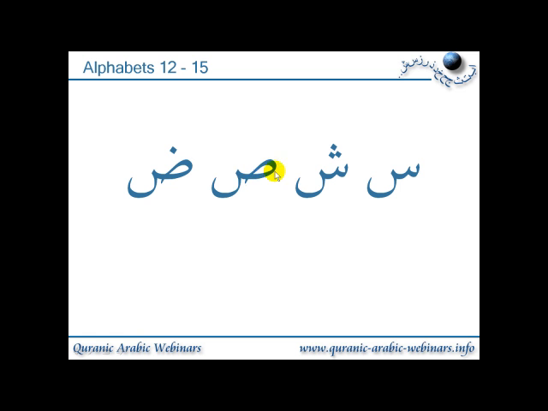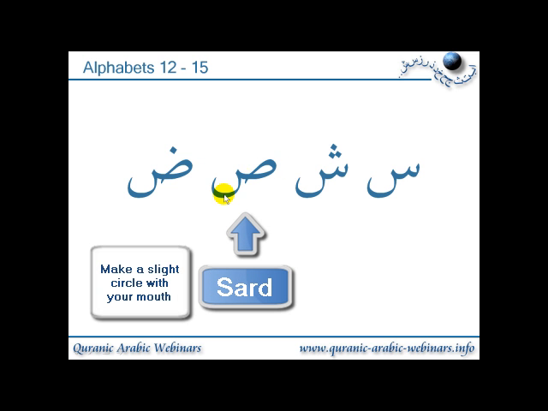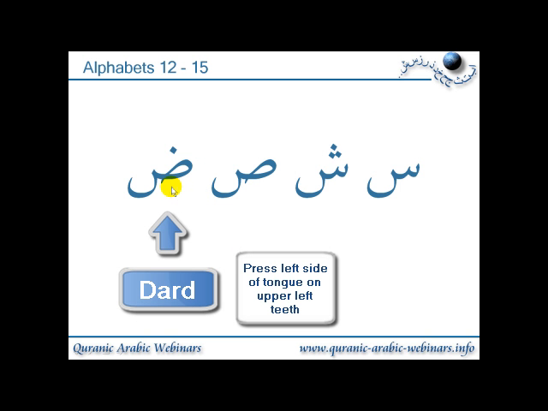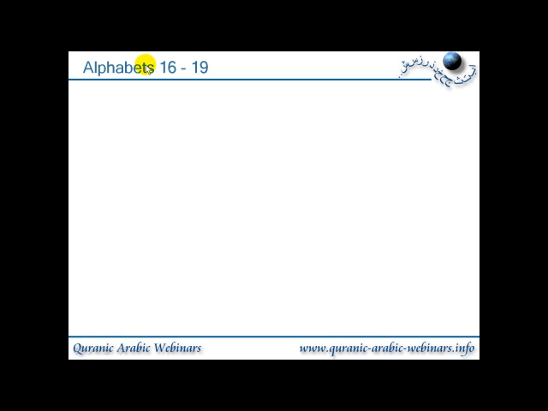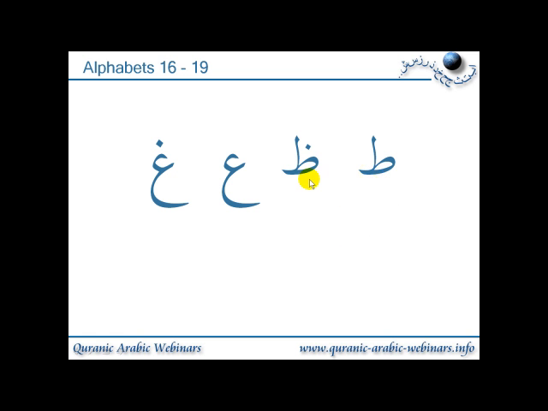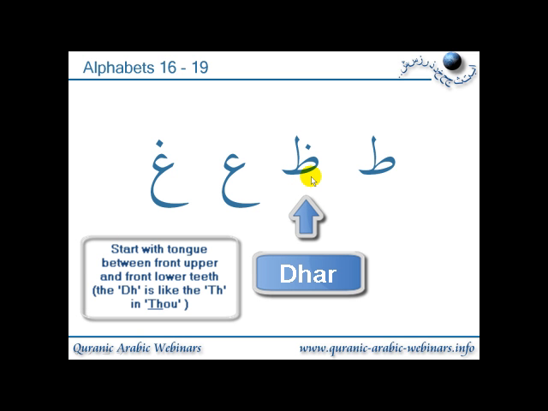These next two have a big loop and a curve. The second one has one dot above. So the first one is known as Sod, and the second one is known as Dod. Alphabets 16 to 19. The first two, the one with the loop and this vertical line, and the second one exactly the same with a dot. The first one is known as Tha, and the second one is known as Thaw.